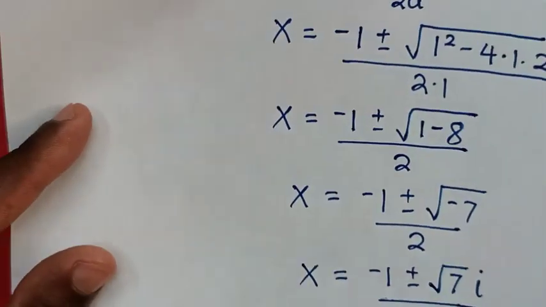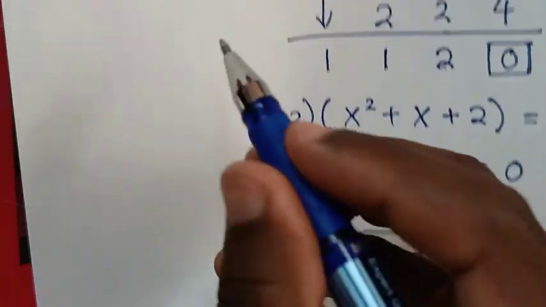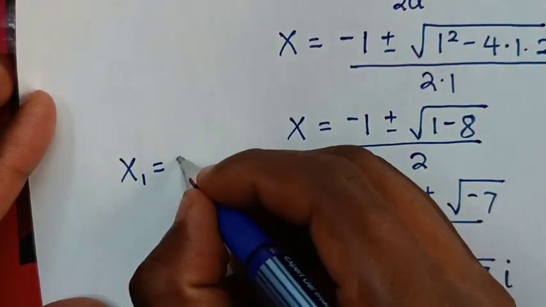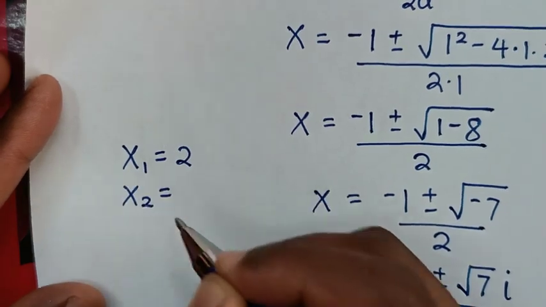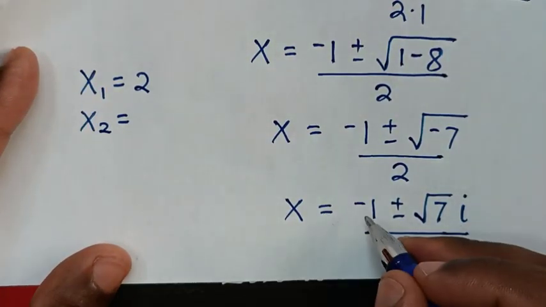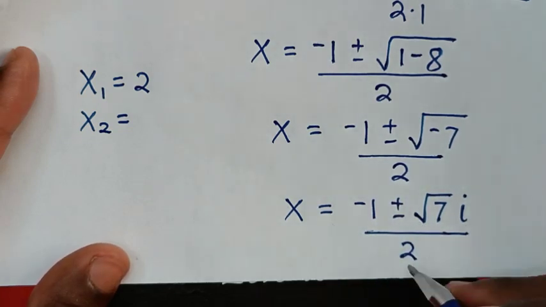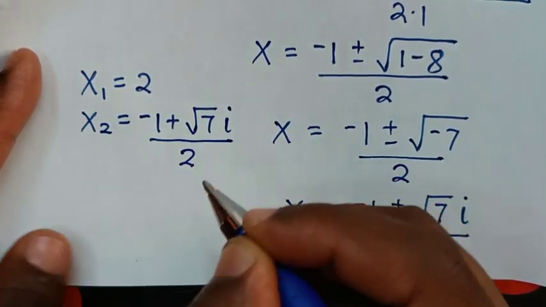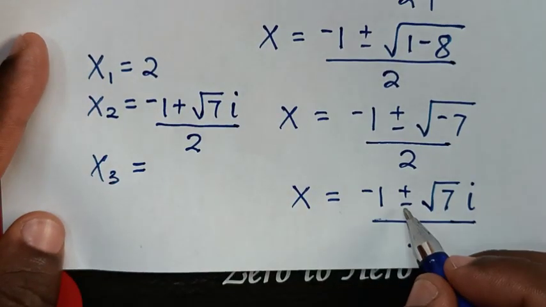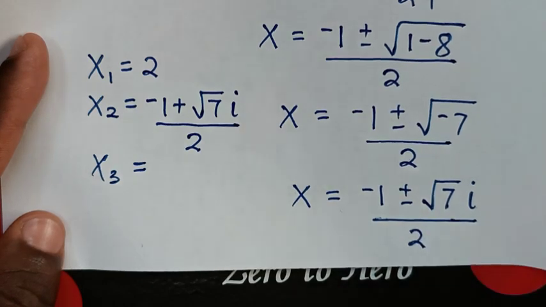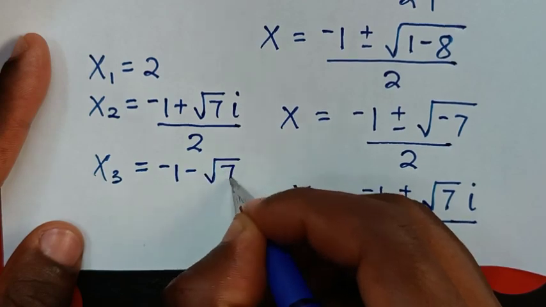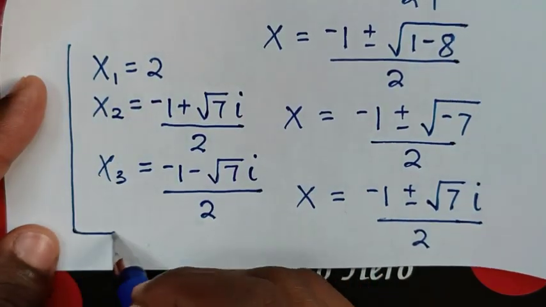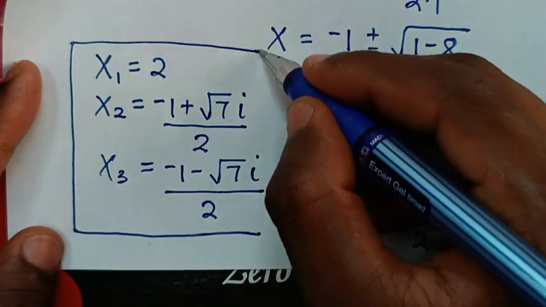Therefore, the first value of x is equal to 2, which is a real number. And the second value of x is a complex number: negative 1 plus square root of 7 i, over 2. And the third value of x, for this negative, will be negative 1 minus square root of 7 i, over 2. So these are all the values of x in this problem.